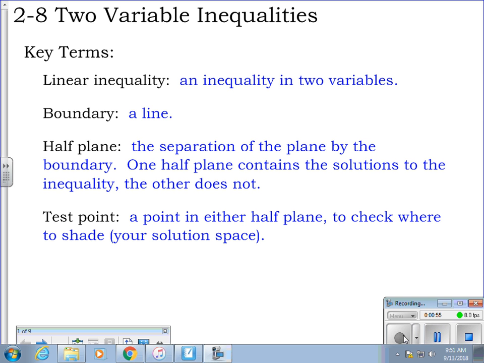Test point. How do you know which side of the line to shade? You pick a point and you test it. That's what you have to do. You pick a point that's not on the line. You plug it into the equation and see if it's true or not. If it's true, the side of the line that contains the point you tested gets shaded. If it comes up false, the other side of the line gets shaded. It's as easy as that.